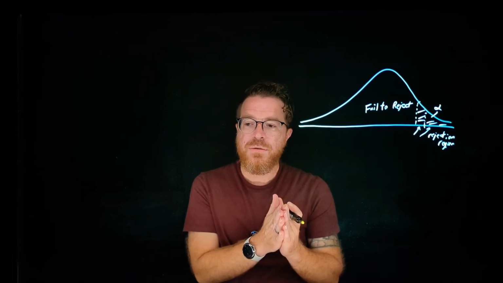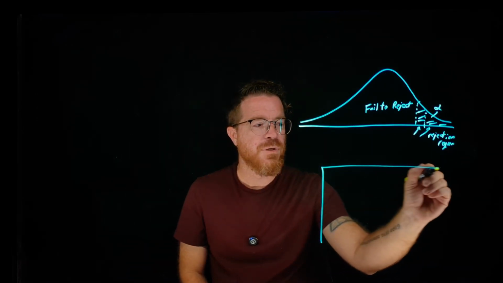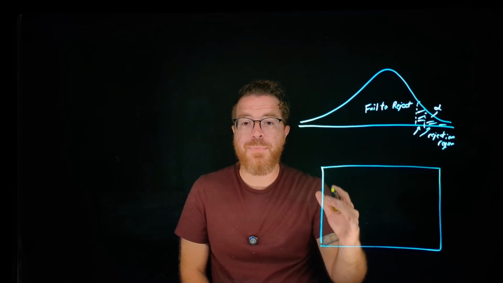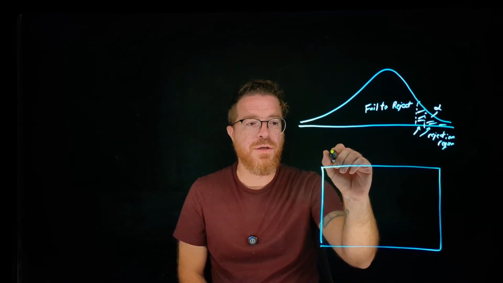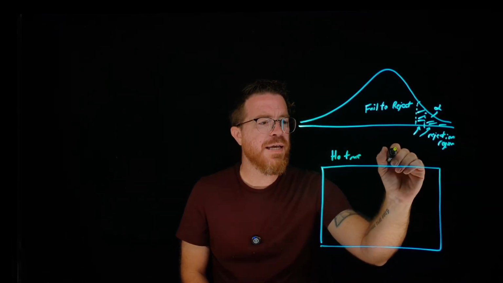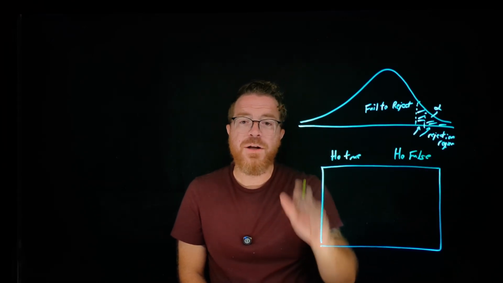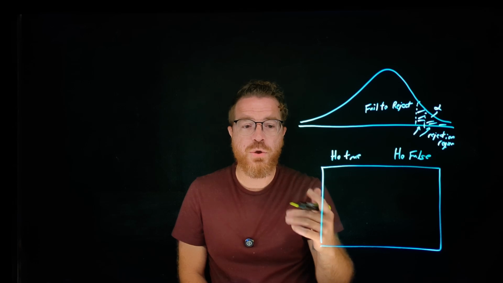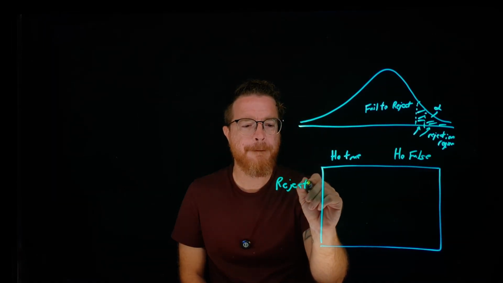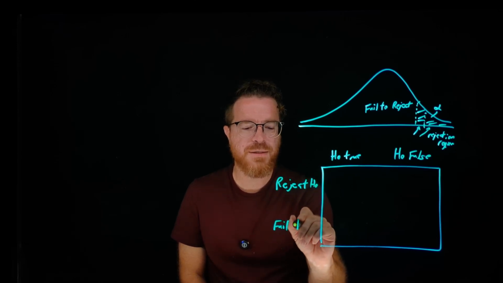So when making a decision, we're going to encounter the following four scenarios. I'm going to create this box here, and at the top, I'm going to have whether our null hypothesis is true or false. So in this case, we have a null hypothesis that is true, and in this case, we have a null hypothesis which is false. And then on the side, we're going to put what our conclusion was: either reject the null hypothesis, or fail to reject the null hypothesis.